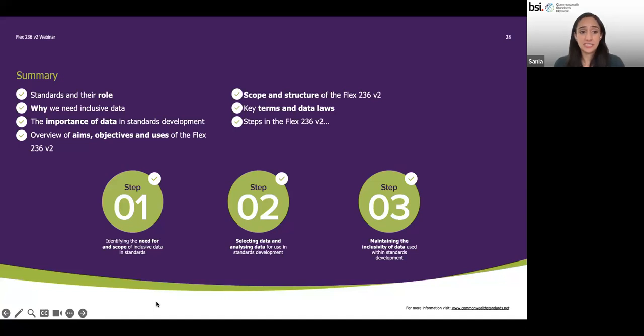That brings us to the end of this session. And as a summary, we've looked at a range of different things around the importance of data and standards in the inclusivity space. We've looked at why, even more so today, that we need inclusive data in the standards development process and in industries and society itself. We've looked at the aims, objectives, and uses of the Flex 236 version 2, looked at its scope, key terms and data laws, and then the steps within the standard making process that can help to ensure that inclusivity is embedded within it.